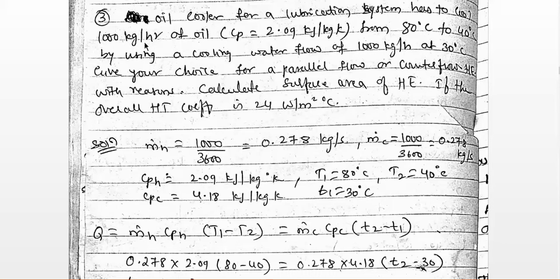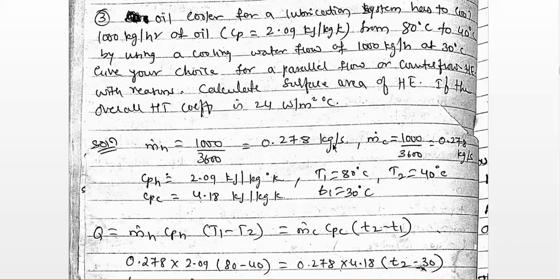Now we will extract the given data. In the problem, for oil the mass flow rate is given, that is 1000 kg per hour. It has to be converted into kg per second. 1000 divided by 3600 is equal to 0.278 kg per second.